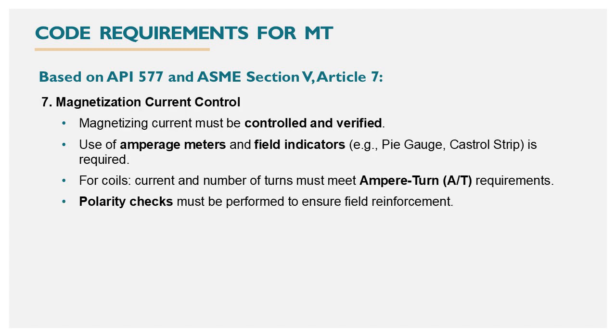Code requirement number 7 is magnetization current control. Magnetizing current must be controlled and verified. Use of amperage meters and field indicators such as pie gauge and Castrol strip is required. For coils, current and number of turns must meet ampere-turn or AT requirements. Polarity checks must be performed to ensure field reinforcement.